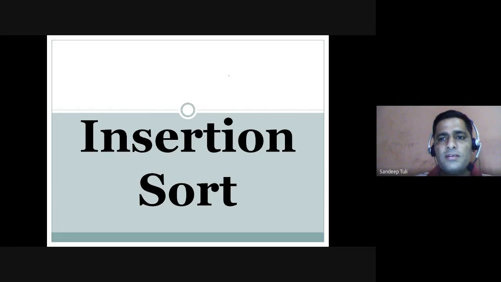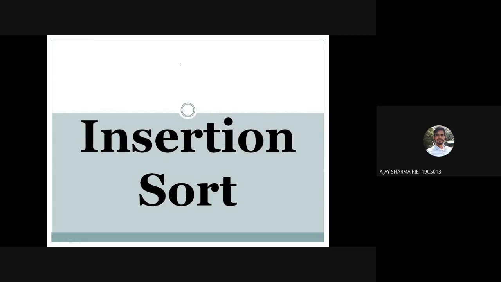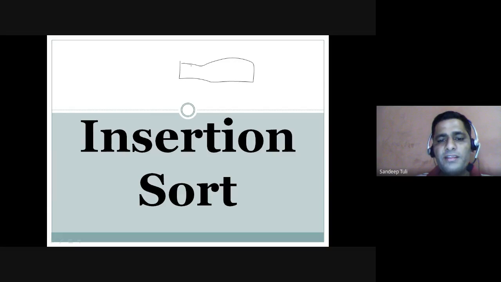So how do we insert an element in an array? First of all, can anybody tell me? With the help of a loop. With the help of a for loop, definitely. Thank you so much for telling us. With the help of a for loop we can insert. But I'm asking about the logic actually.